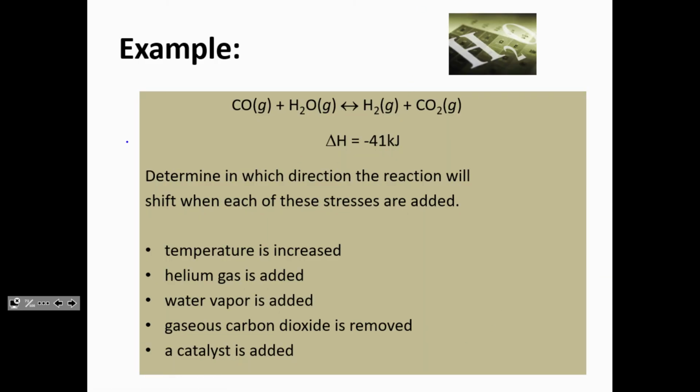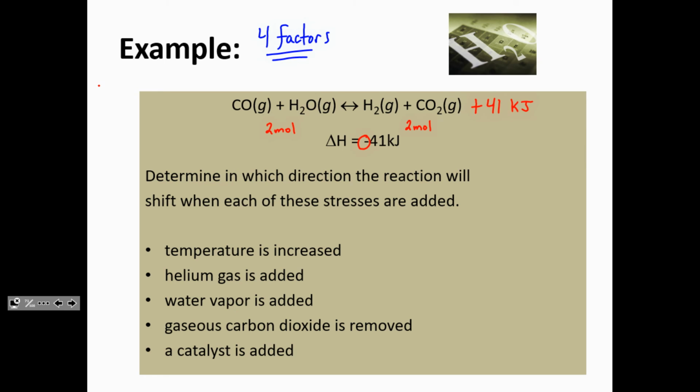So we're going to put things together here. All 4 factors together. And you're going to have to differentiate between the 4. So here's our reaction. We have a delta H value of negative 41 kilojoules. So what I'm going to do is I'm going to add 41 kilojoules to the right side. I'm also going to point out the gases. I've got 2 moles of gas on the left side and 2 moles of gas on the right side. So now we can answer our questions.